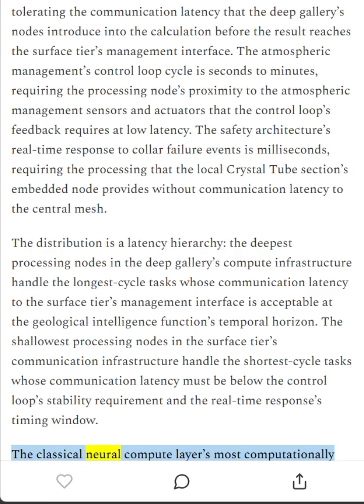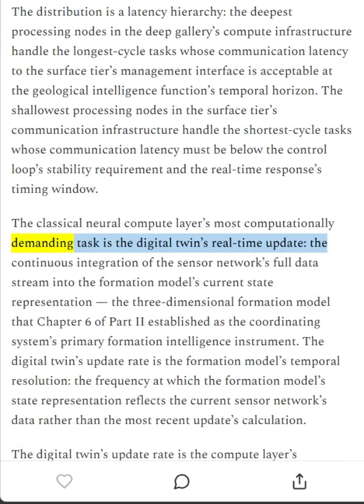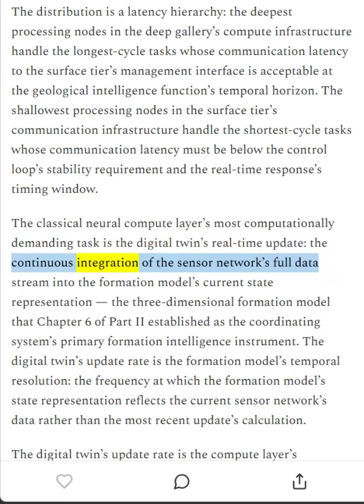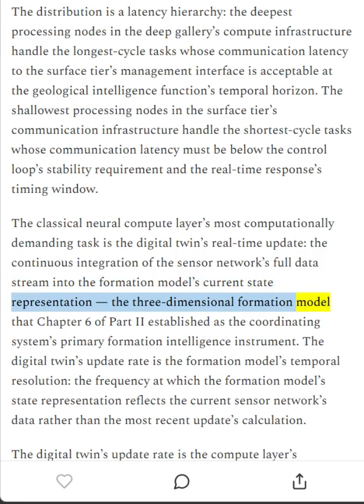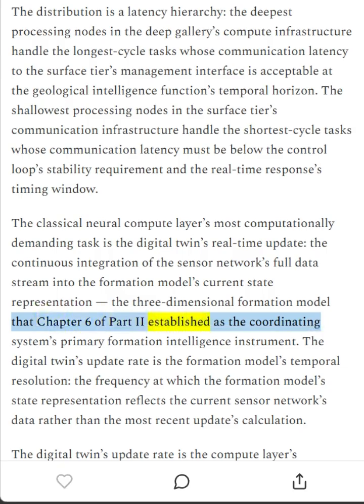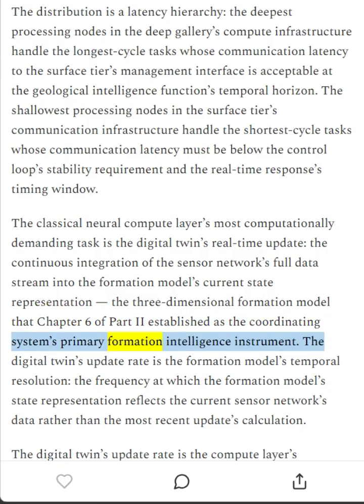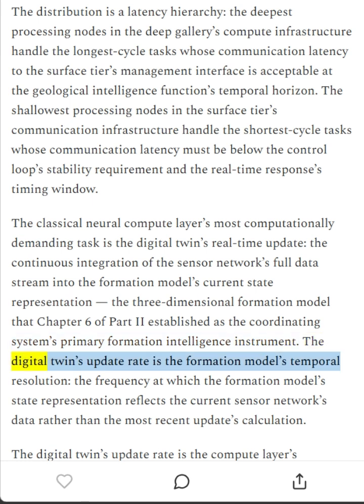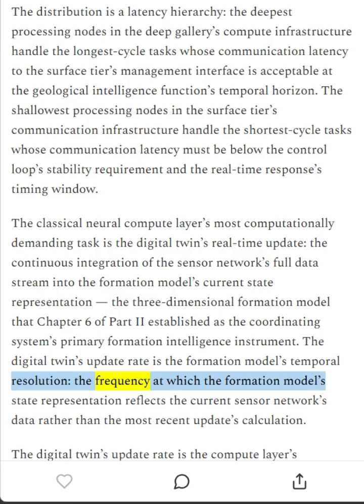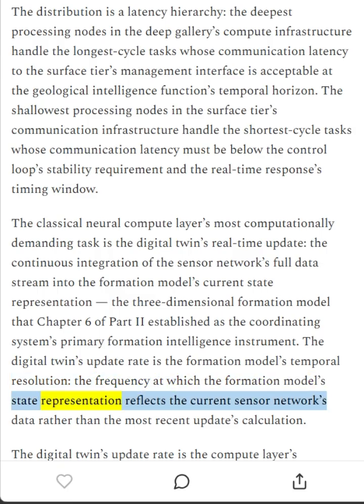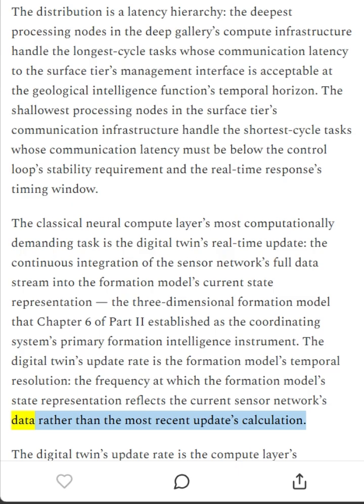The classical neural compute layer's most computationally demanding task is the digital twin's real-time update, the continuous integration of the sensor network's full data stream into the formation model's current state representation, the three-dimensional formation model that Chapter 6 of Part 2 established as the coordinating system's primary formation intelligence instrument. The digital twin's update rate is the formation model's temporal resolution, the frequency at which the formation model's state representation reflects the current sensor network's data rather than the most recent update's calculation.